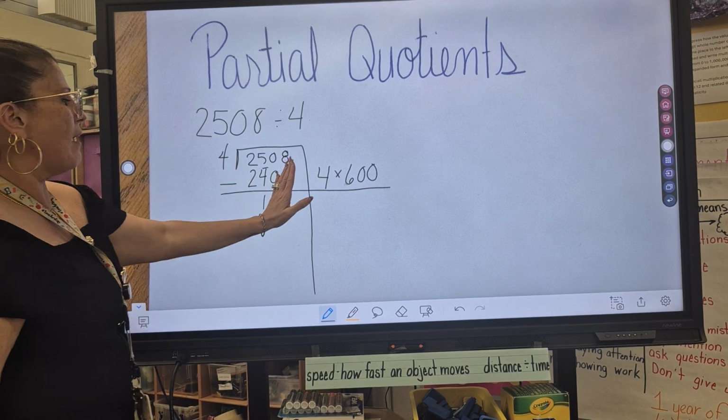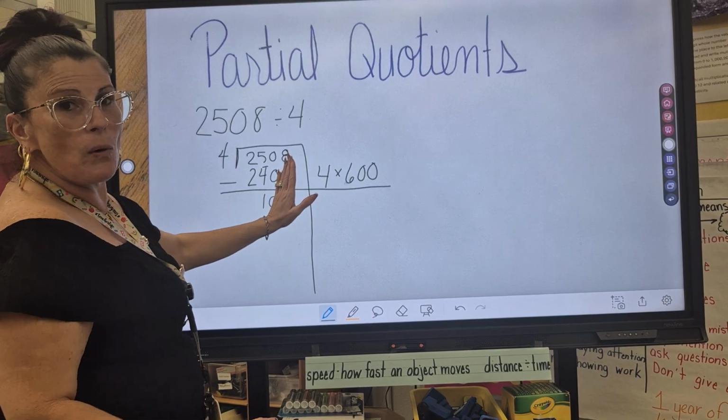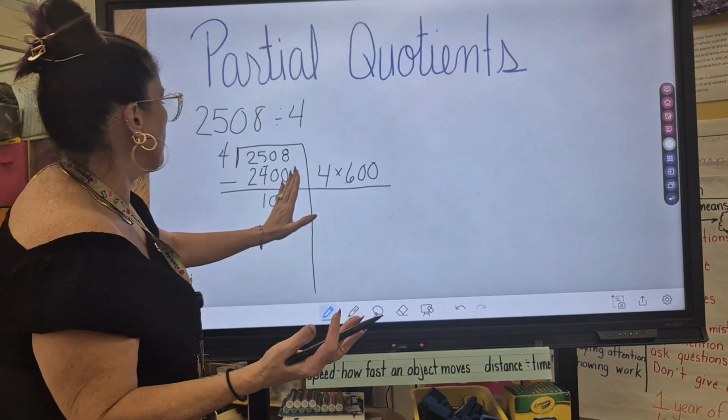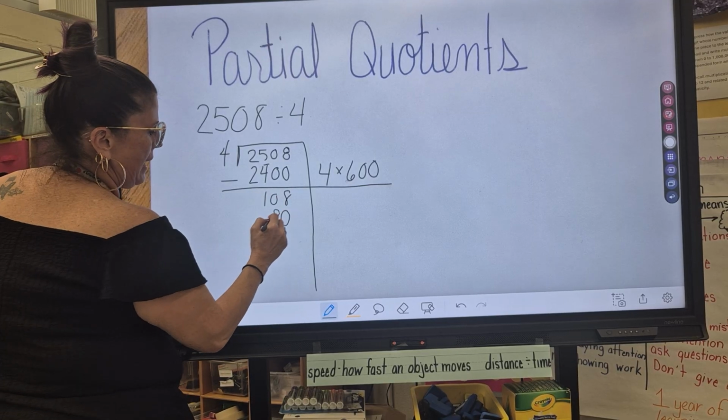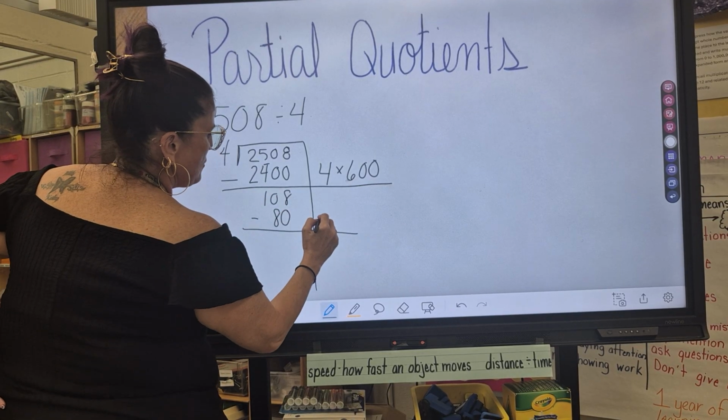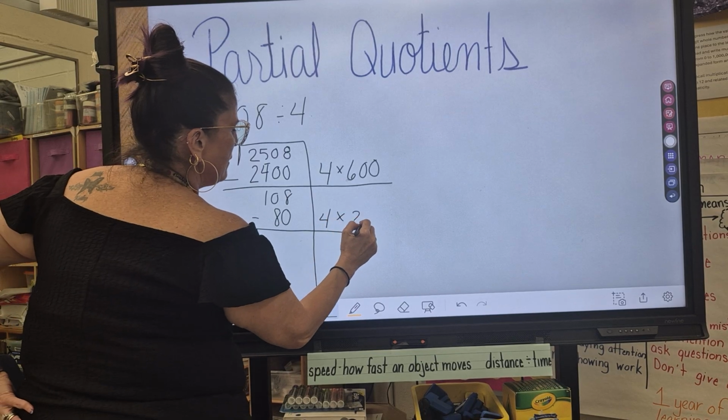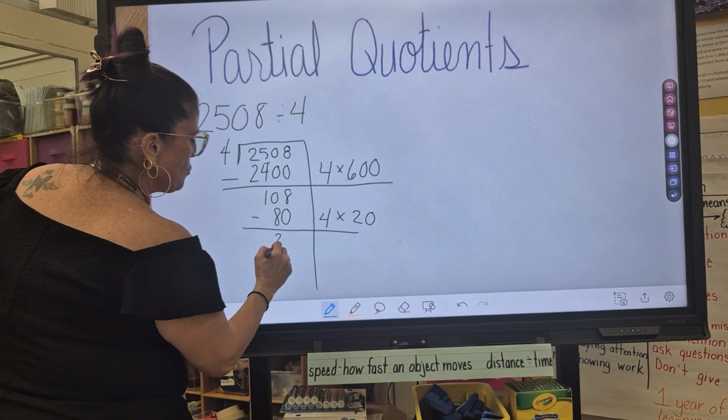And now I'm going to think about 10. I think about those first 2 digits. What times 4 gets me closest to 10 without going over? That's going to be 8. And since there's 3 digits, that needs to be 80. That's 4 times 20 equals 80. That leaves me with 28.